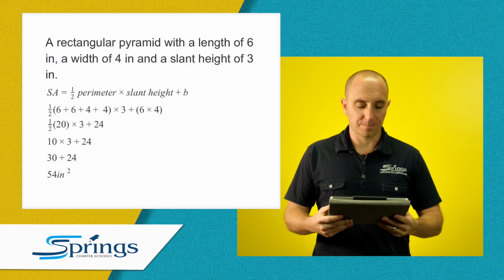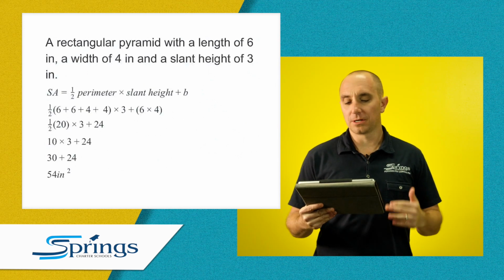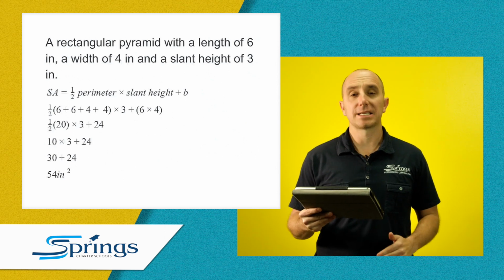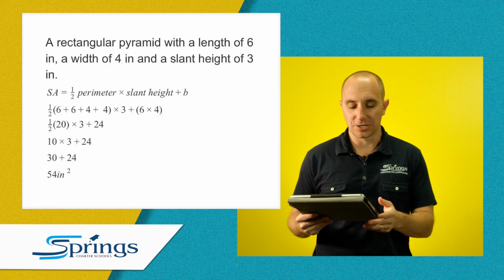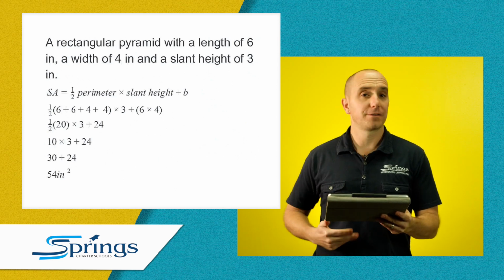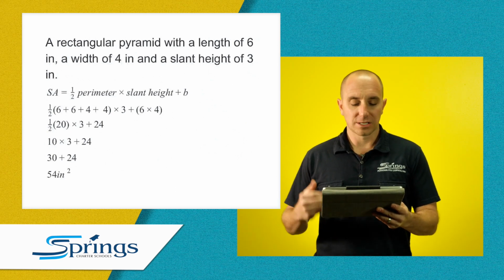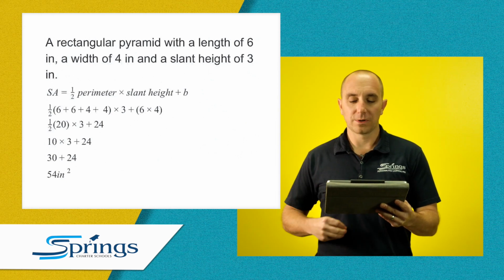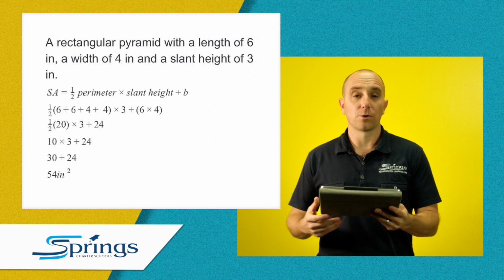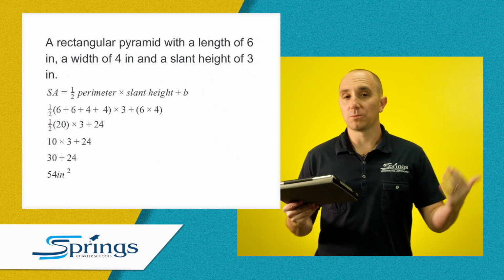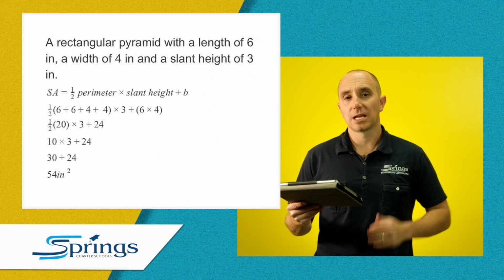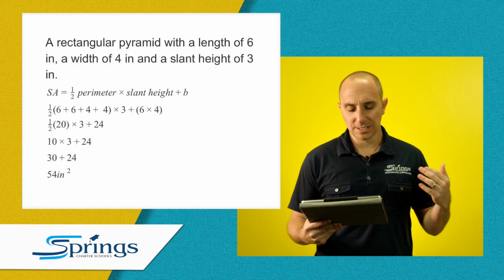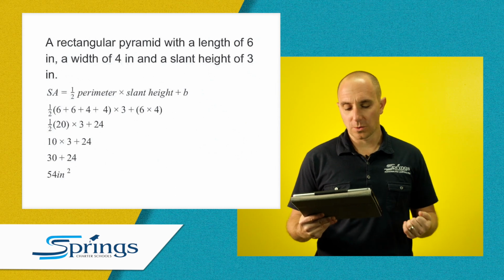All right, let's do one more. A rectangular pyramid with a length of 6 inches, a width of 4 inches, and a slant height of 3 inches. Lots of information. Our formula for surface area is going to stay the same. So let's think about it. We have our perimeter. For this rectangular pyramid, we're not just going to be able to multiply. We have to think, well, it's 6 plus 6 and 4 plus 4 because we have a rectangle. So 6 plus 6 and 4 plus 4 gives us 20.